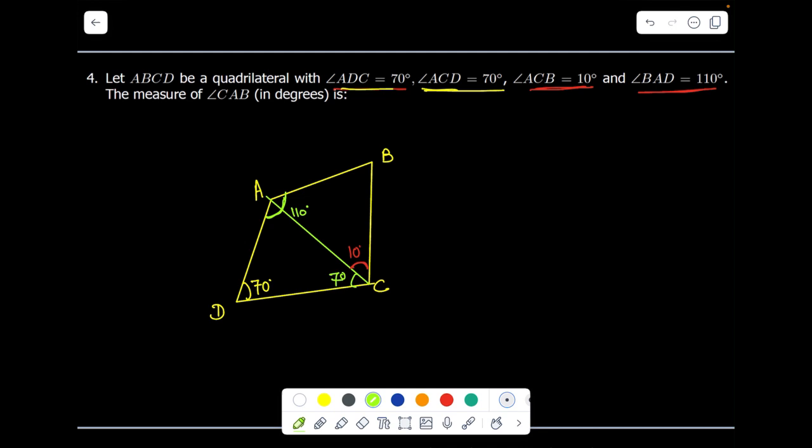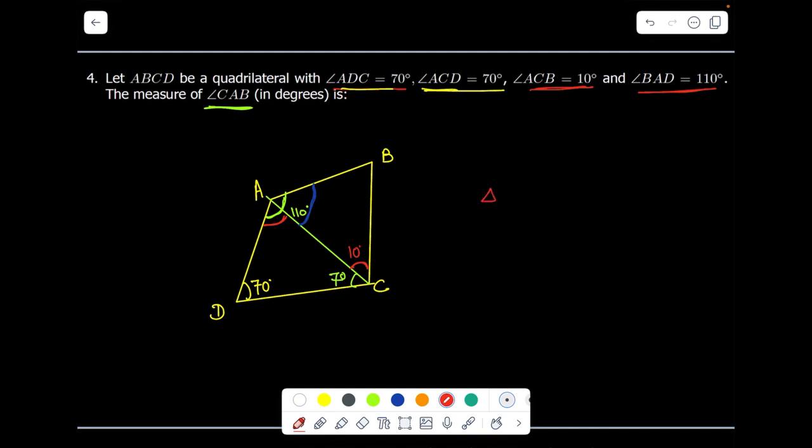So what we need to find here is angle CAB. We need this angle CAB, this blue line. So how to solve it? So if I am able to find this angle, I will subtract it from 110.